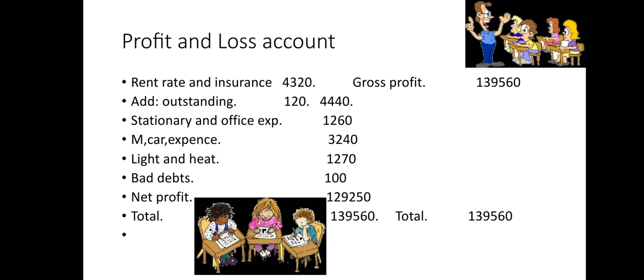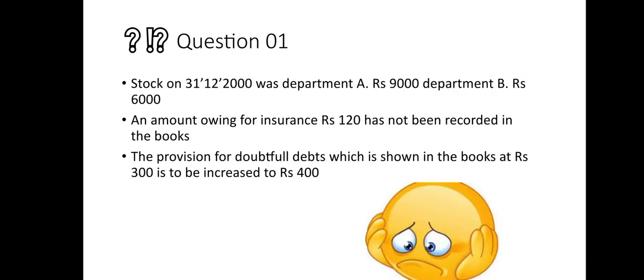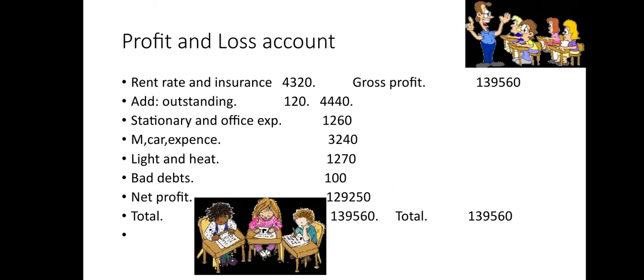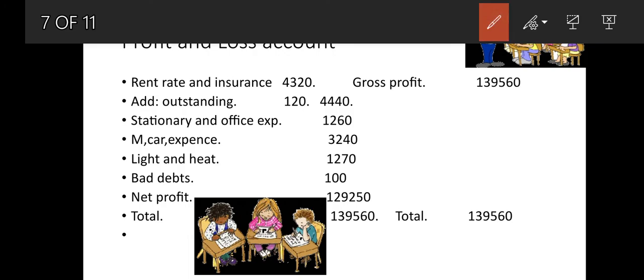Rent and insurance 4,320. I have already amount owing for insurance 120 has not been recorded, means we are required to pay 120, but still we have not recorded. But now as it's our expense and we are required to pay, so we simply add this expense on the rent and rate insurance head because it's related to rent, rate and insurance, and already we have written 4,320 as our expense, but still we are required to pay 120 more, so we will add it on the rate, rent and insurance. Next expense is stationery and office expense.